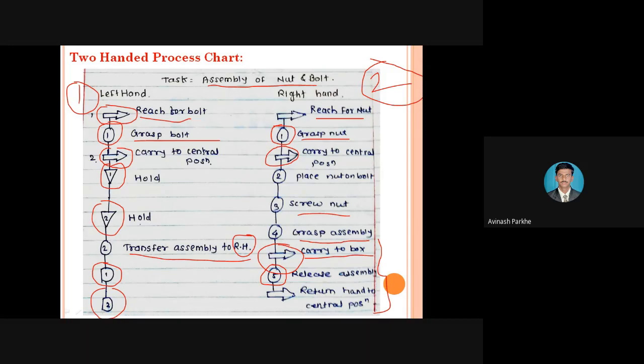position. That means to perform the single task only, the movement of the left hand is also taking place and the movement of the right hand is also taking place, and those movements are represented by using one of the charts. Therefore this chart is called a two-handed process chart. The name itself suggests two-handed process chart: the movement of the left hand and the movement of the right hand are recorded simultaneously. Therefore this chart is called a two-handed process chart.